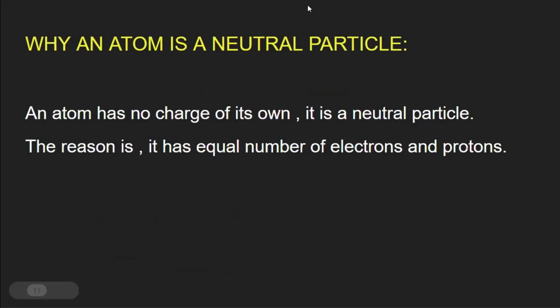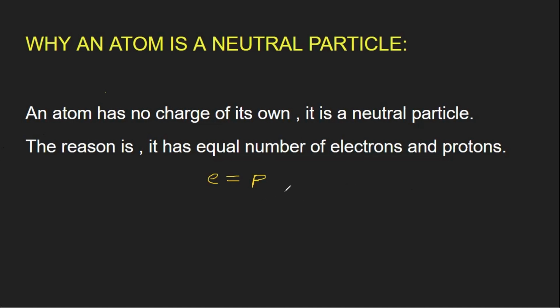So as a whole, an atom is a neutral particle. An atom does not have any charge of its own, though an atom is made up of positively charged protons and negatively charged electrons, but it does not have its own charge. An atom is a neutral particle. The reason is that always in an atom, the number of electrons is equal to the number of protons.